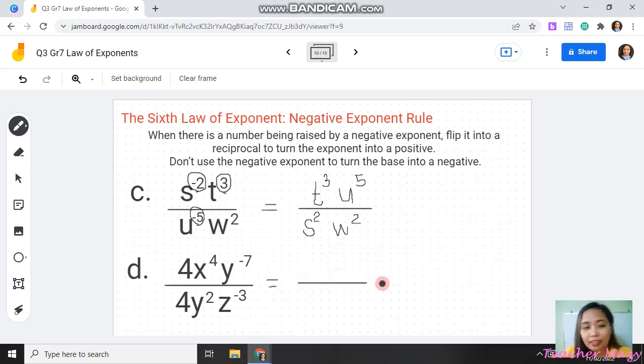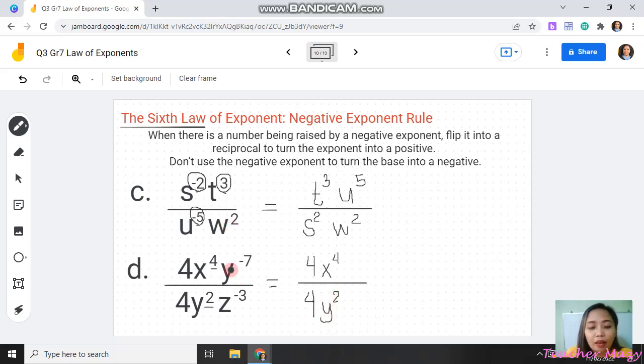For letter D, another example for the sixth law of exponent. So we have 4. Isulat muna natin yung 4 since positive ang kanilang exponents, which is 1. Okay? And then we have itong 4 positive. So x raised to 4, positive na exponent niya. Next is this one, also positive, so ilagay pa rin natin siya sa baba.